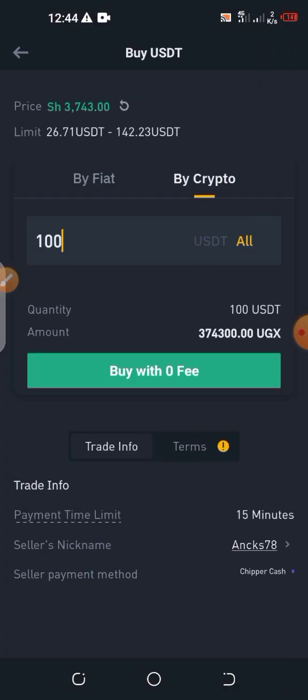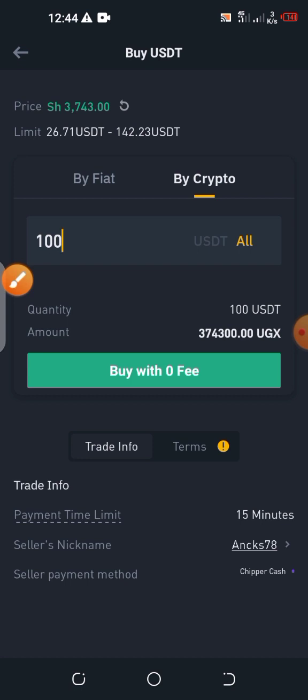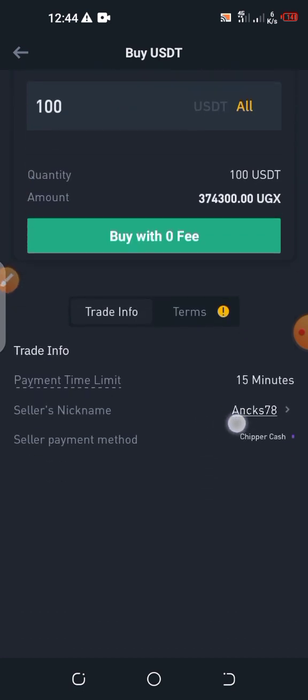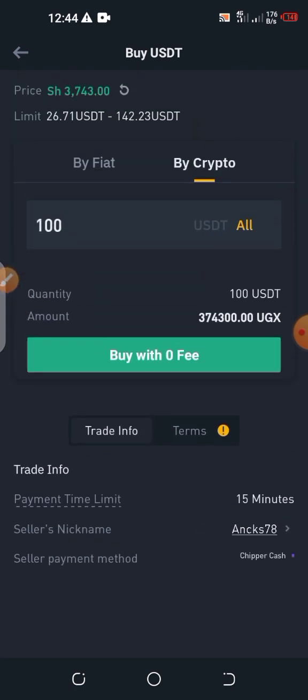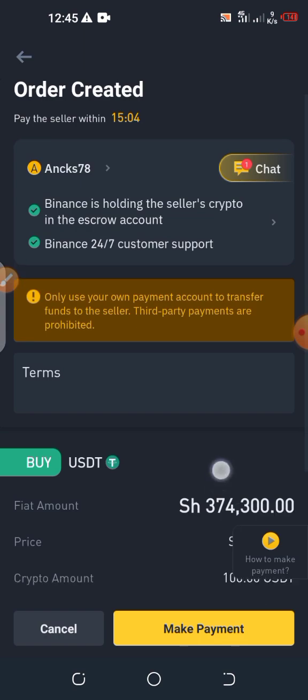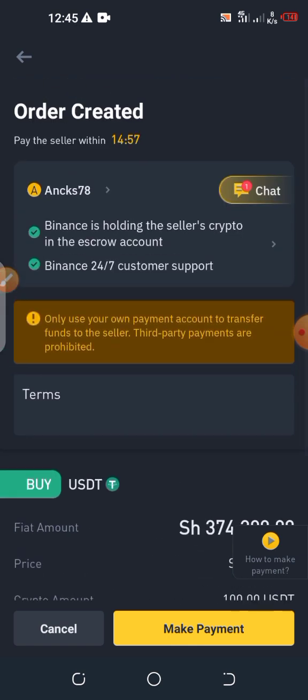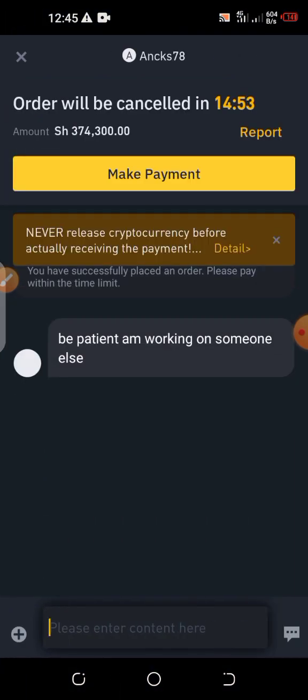If you continue, when you tap here, buy with zero fee, you get to know the seller's details. Then you'll be able to pick his, let me show you something. When you tap there, you can see that the payment method is Cheaper Cash. Then you can always chat with that person in the chat box. So he's saying, be patient, I'm working on someone else.